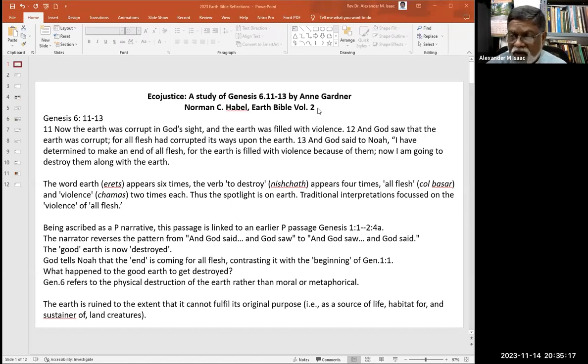Now we'll go to the original purpose of God in creating the cosmos and the life within it, and human life in particular. What is the original purpose of God? Everything should be a source of life, a habitat for all the creatures, and sustainer of the creatures, the land creatures in particular. Therefore, now the earth is ruined to the extent that it cannot fulfill its original purpose. We'll go to the next slide.